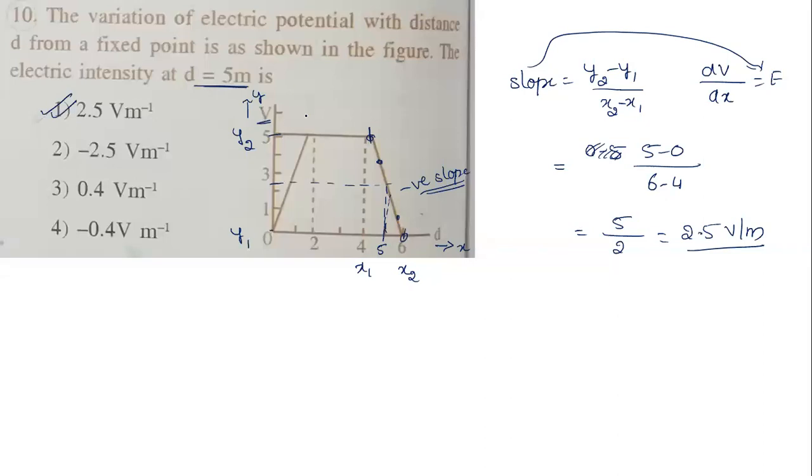One more thing here, there is some confusion. Look at now, I have taken 6 and 4, right? At 6, means x2, what is the potential? This is a 0 potential, right? So it should be 6 minus 4, or you can take 4 minus 6. But actually, not like this. So let us make it very clear.